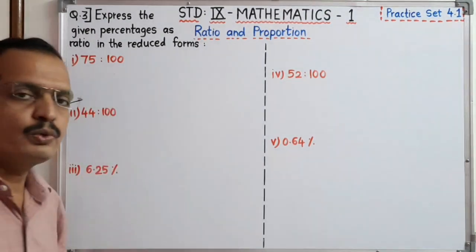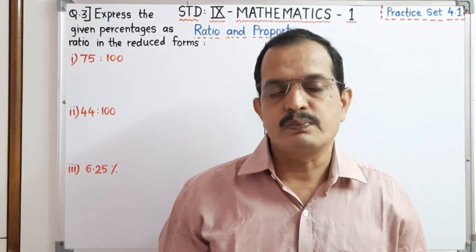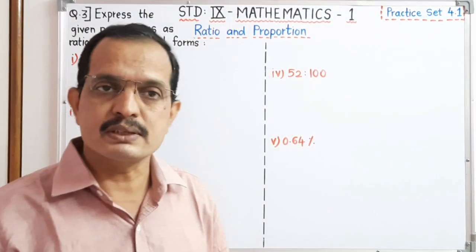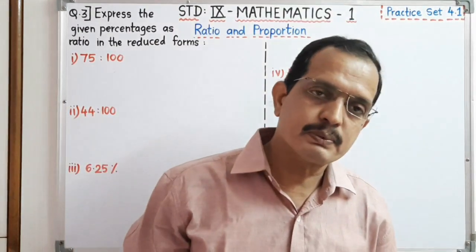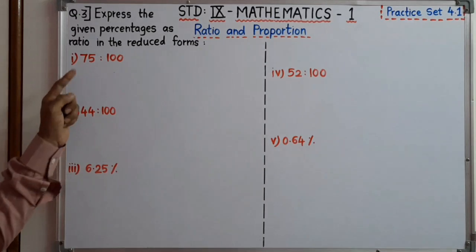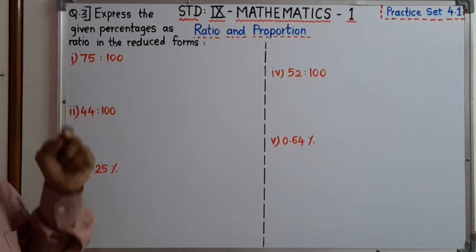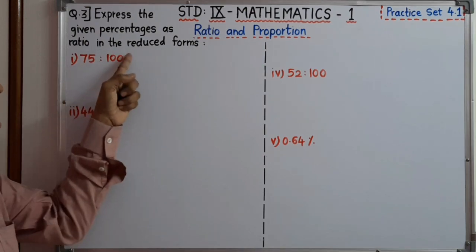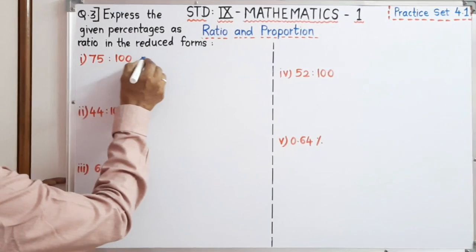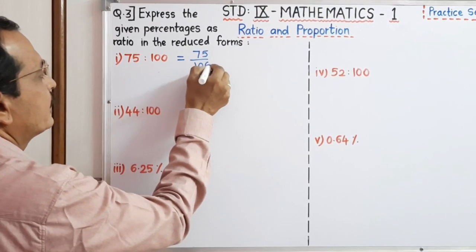Dear student, all of you know the percentage ratio. When in a ratio, the second term is 100, then that ratio is known as a percentage ratio. And this percentage ratio we have to convert into the reduced form. The first one is 75 and 100, or 75 is to 100. In this case, the second term is 100, therefore we know that it is a percentage ratio. Therefore, directly we can write here 75 upon 100 like this.